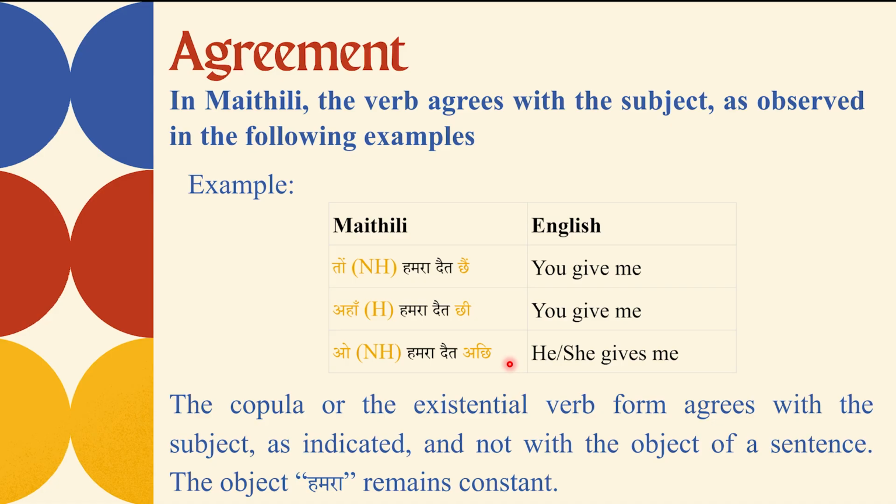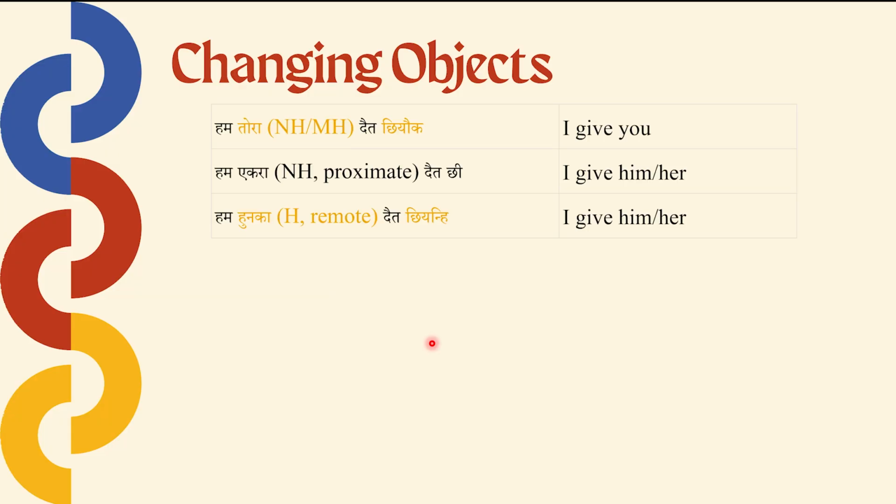So, see in this sentence the object is me, even in Maithili it is hamra and this does not change. So, let us look at some other sentences where objects change. So, when we say Ham tora deit chiok, I give you.